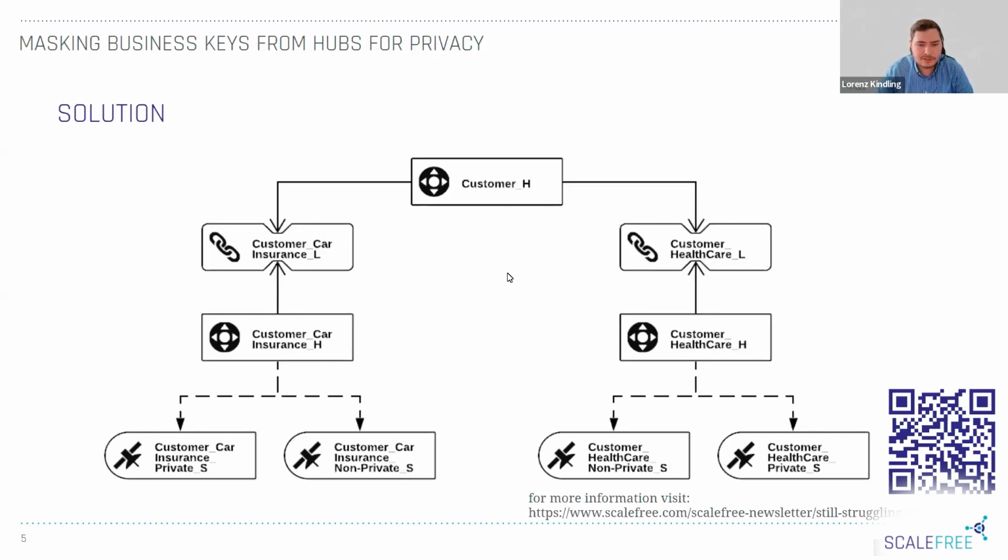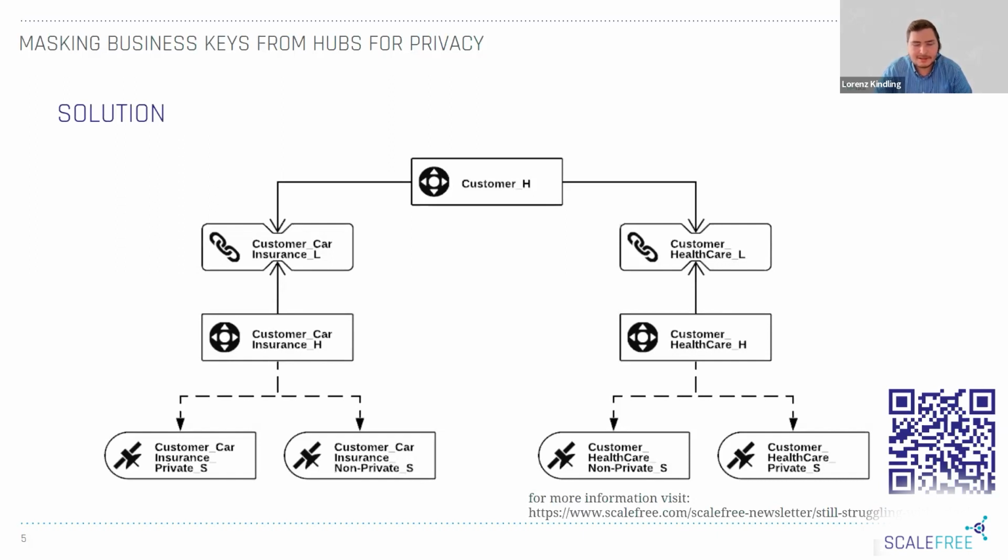What we then would do is pretty simple. We would go into the private satellite again of this artificial car insurance hub and delete the entries for this customer. And then we would go into the link and delete the link entry between the customer hub, so essentially the social security number, and this artificial hub. So we still have the information of the non-private satellite.